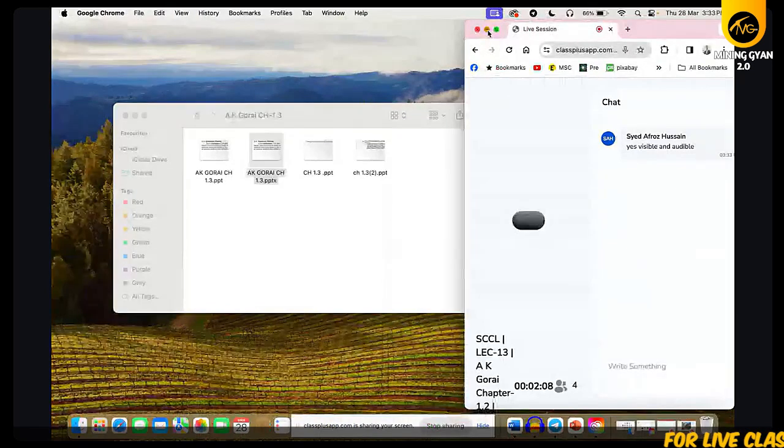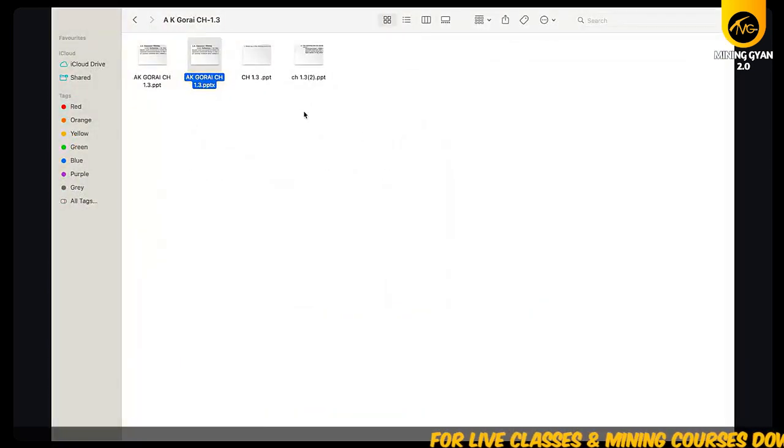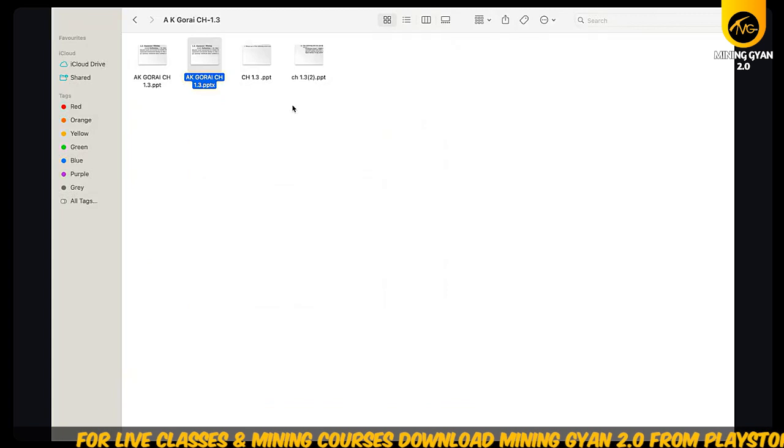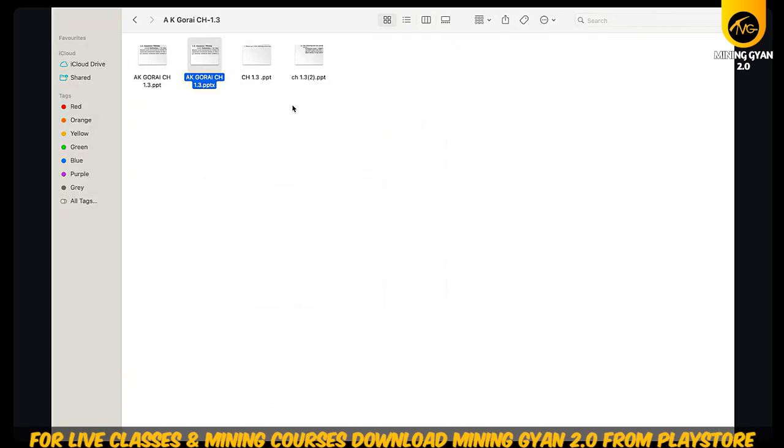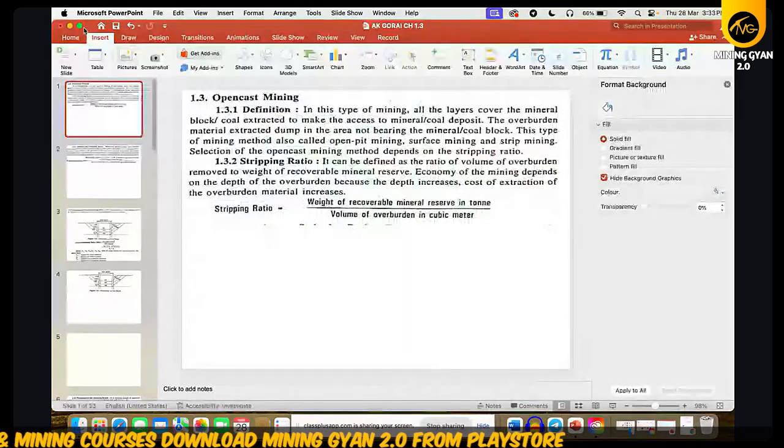Tomorrow we had discussed up to chapter 1.1, and we had also discussed the numerical equations which have been mentioned in your A.K. Gorai. Today we will start chapter 1.3, in which we will discuss open cast mining.